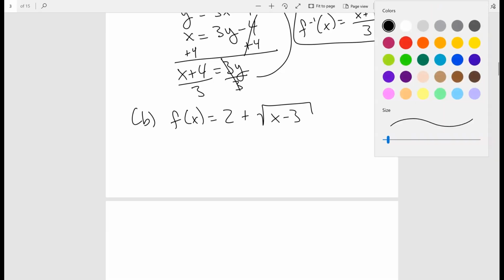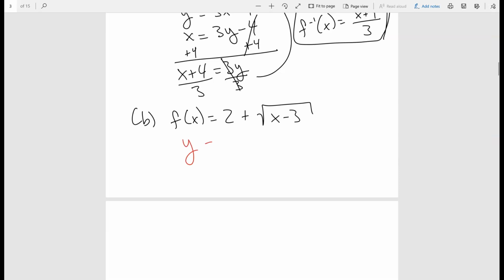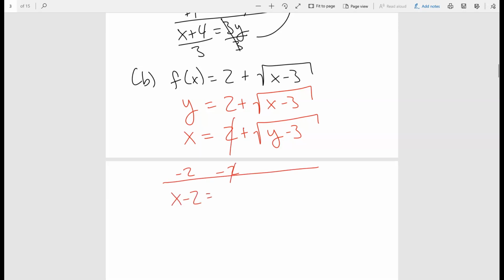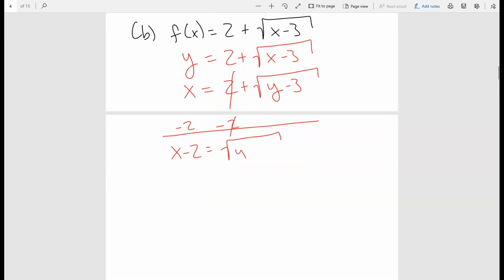So the first thing that you do is let's change this to a y. And now let's interchange them. So now y is going to be your x, and then the x is going to be your y. And now let's solve for y. So we want to solve for y, so let's move the 2 over. Okay, so you have x minus 2 is equal to the square root of y minus 3. So now let's square both sides to get rid of that square root. So you got x minus 2 squared equals y minus 3.